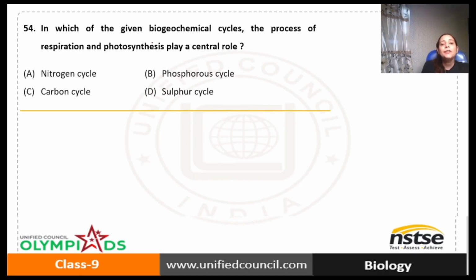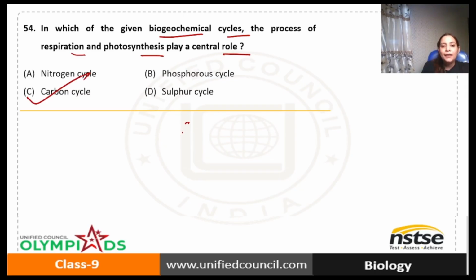Next, in which of the given biogeochemical cycles do the processes of respiration and photosynthesis play a central role? When we are talking about biogeochemical cycles, I told you it is a cyclic flow or exchange of nutrients or other substances between abiotic and biotic components. Now we have to tell in which cycle respiration and photosynthesis play a central, main role. It plays a central role in the carbon cycle.